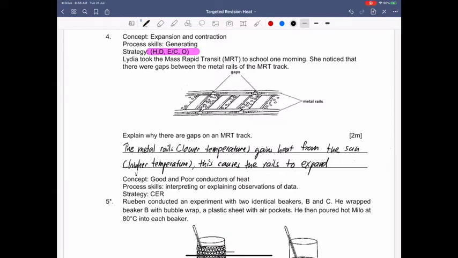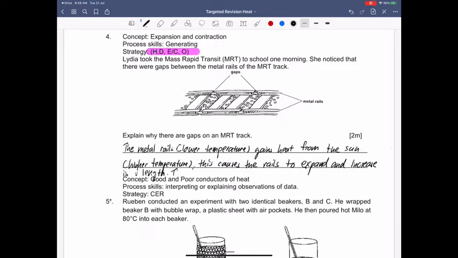When you expand in size for the rails, it is more like lengthening it. So the gaps in this case, well, think about it. If your rails are going to expand and there's no space to expand, they are going to bend and buckle and cause the train to derail. So this causes the rails to expand and increase in length.